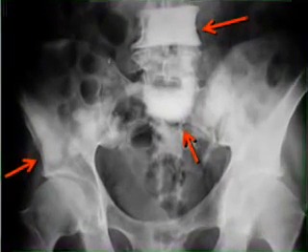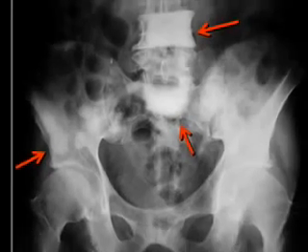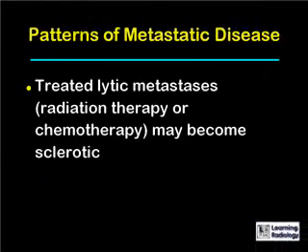This is an example of metastatic prostate carcinoma. We can see that the L4 vertebral body is extremely dense. There are punctate densities in the right ilium and in the sacrum. Treated lytic metastases, whether it's by radiation therapy, chemotherapy, or hormonal therapy, can go on to become sclerotic.